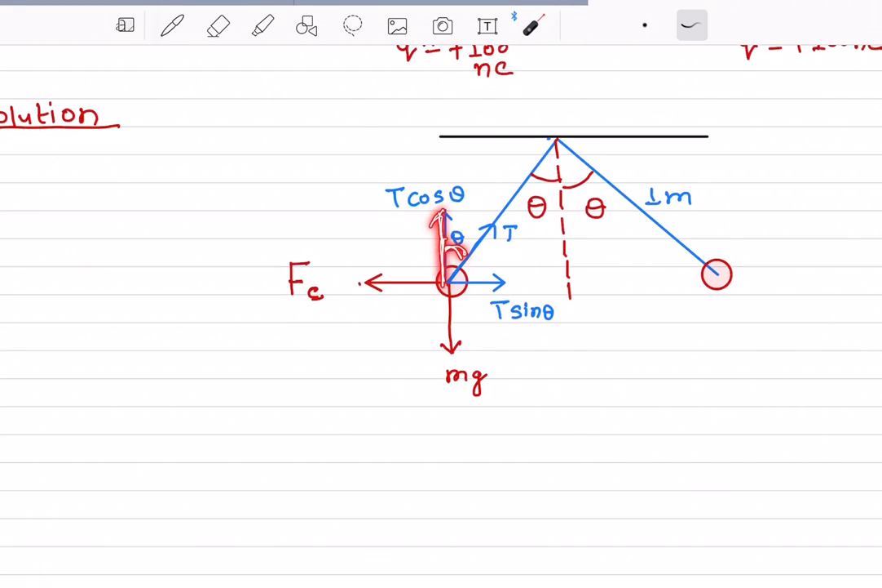Why is that? Always remember, closer to the angle, if this is angle theta, closer to the angle is always cosine. C, remember, closer to the angle is cosine, and further from the angle is sine theta. So we have resolved all the forces.